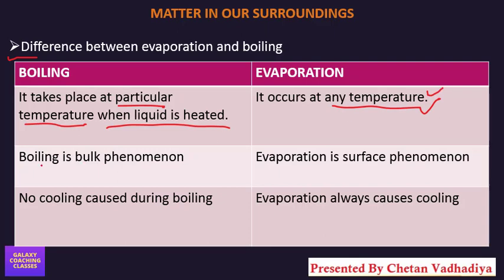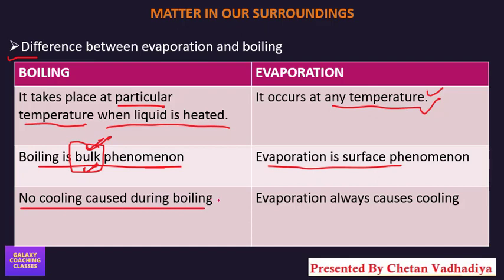Now boiling is a bulk phenomenon, right? And evaporation is a surface phenomenon, so it takes place on the surface, while boiling has a container where all the liquid is there. That's why this is called a bulk phenomenon. No cooling is caused during boiling. Yes, this is the most important point. Whenever you are boiling water, the steam will go up, and you can see one type of heat in the atmosphere. But during evaporation, you will see cooling happens in the atmosphere.